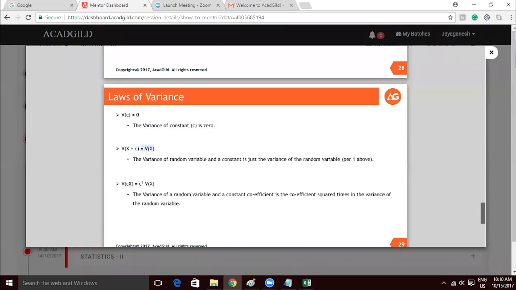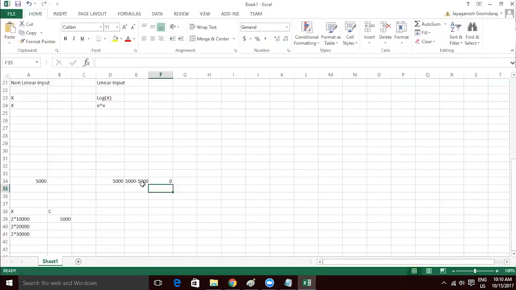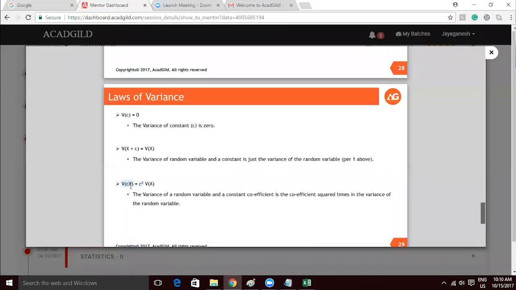When c comes with x, basically this will be squared. For example, you just try to apply the variance formula. This is the variance formula, right? x minus mean, whole square. When you replace the value cx instead of x, you'll get this.